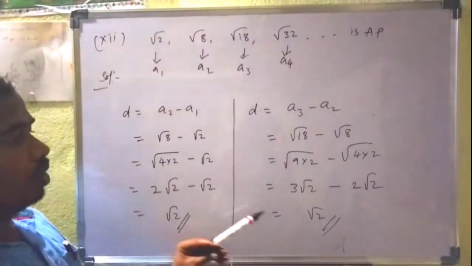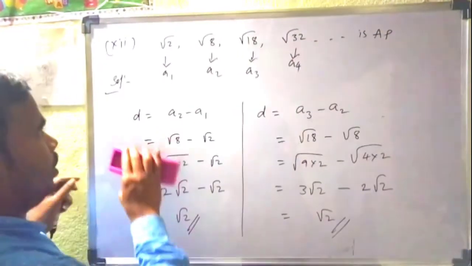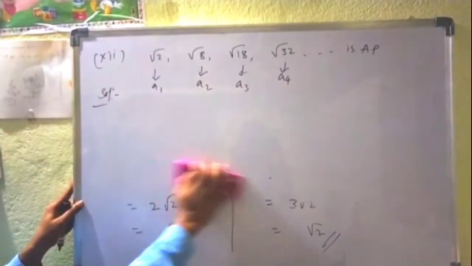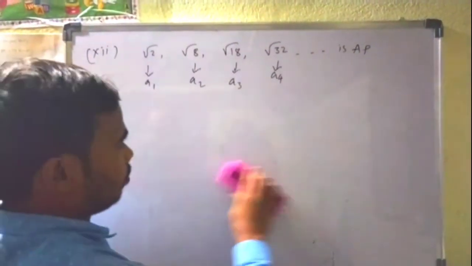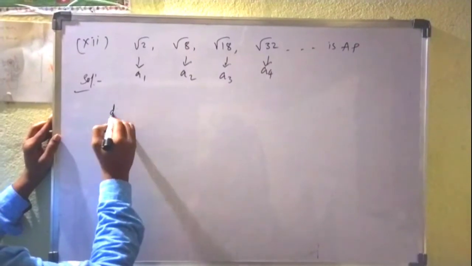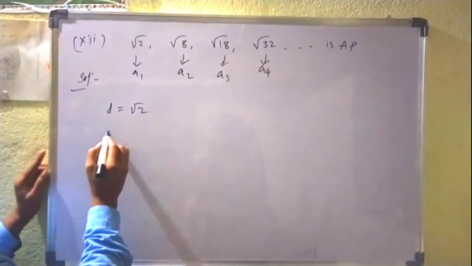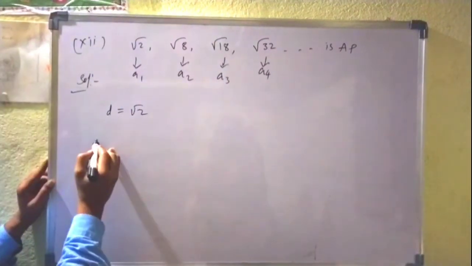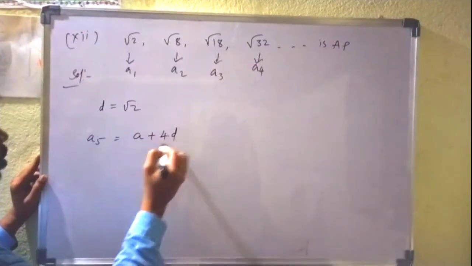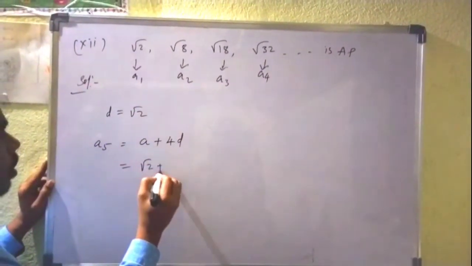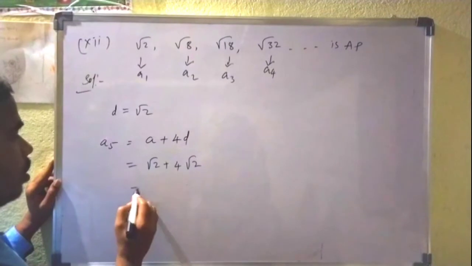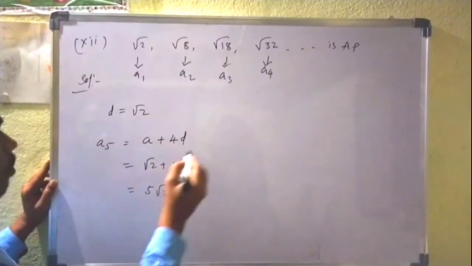Since it is an arithmetic progression, we are also finding the next three terms, just observe. The common difference d is equal to root 2. The next three terms: A4 is there, so the next terms are A5, A6, A7. A5 is equal to a plus 4d. The a value is root 2, plus 4 into the d value root 2. So 1 root 2 plus 4 root 2 is equal to 5 root 2. So A5 is finished.